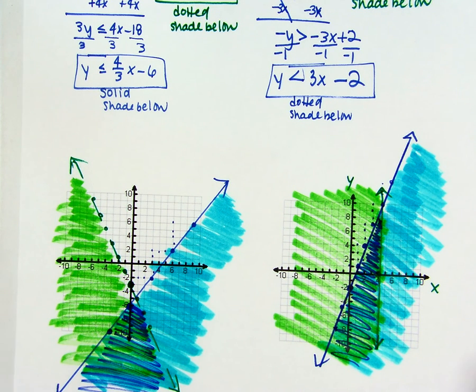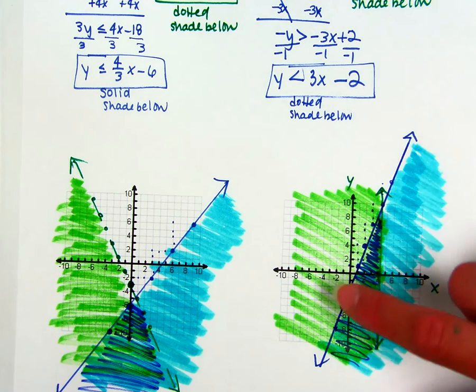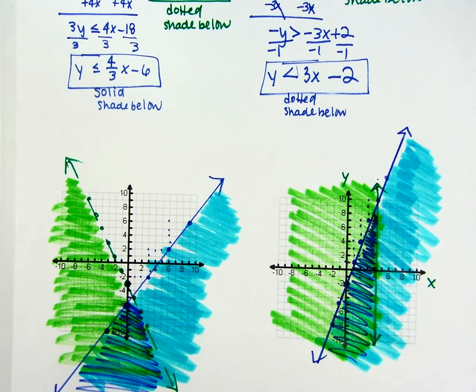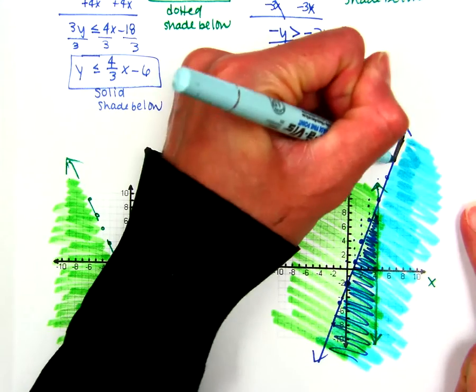Oh, I'm sorry. I didn't listen to myself. So this is a dotted line. All right, let's see if we can fix that. My mistake. Good thing I caught it. So this should be dotted.